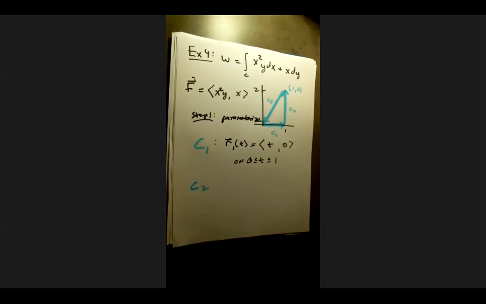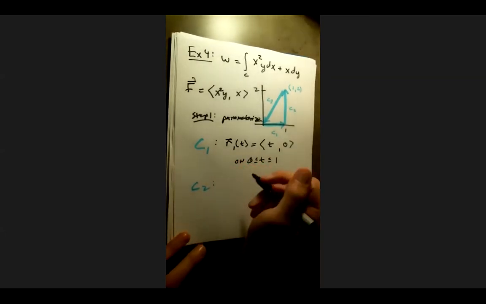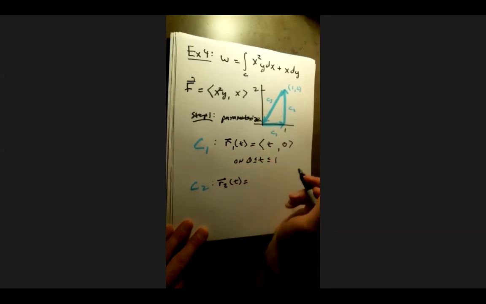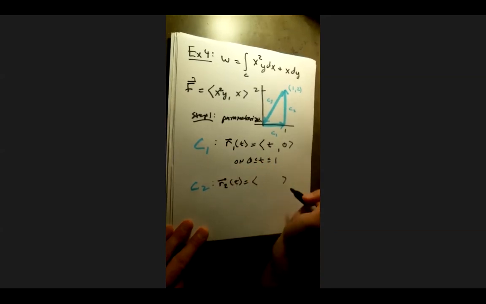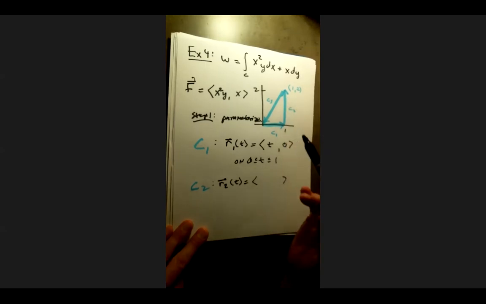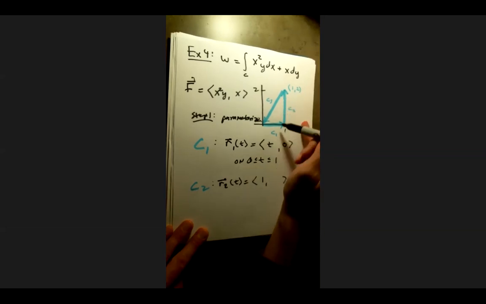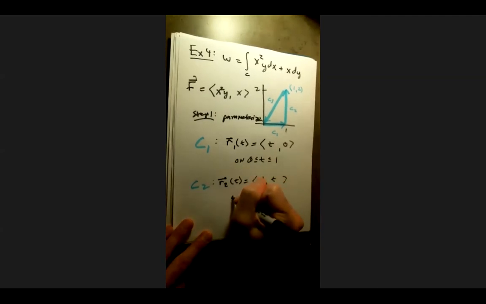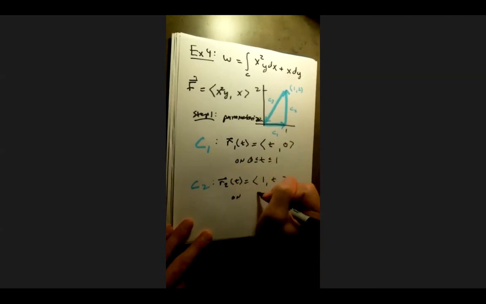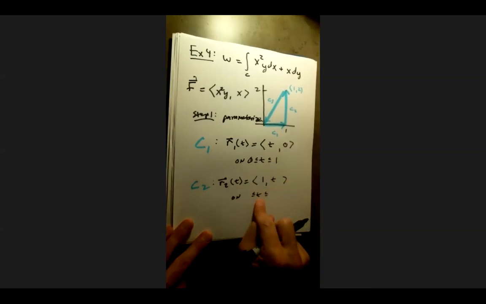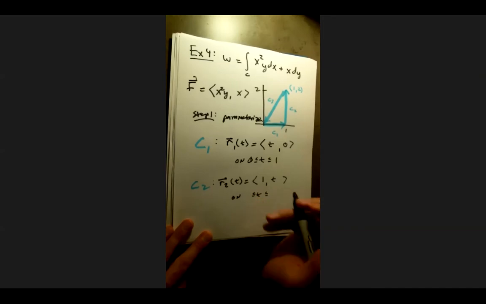Then we want to find C2. Maybe I'll call this R2. In this case, the x component is fixed at 1. It's a vertical line, and so my x component is going to be 1. My y component is going to vary. So I'll make my y component t, but I have to say where those y's live. So where do these t values live? 0 to 2.